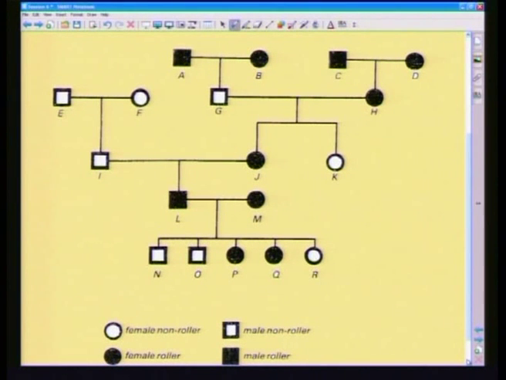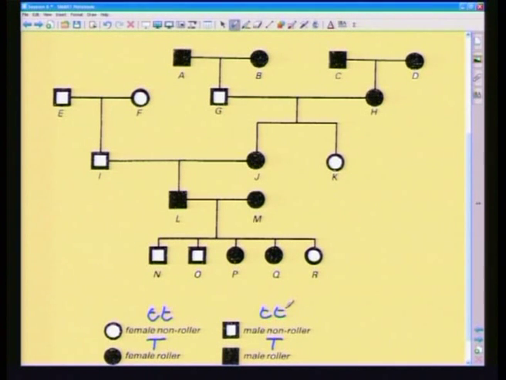Okay, so you take your pen, let's get our blue because that's a nice contrasting blue, and we say, okay, your female tongue roller is going to be a capital T. They can roll their tongue. And the male is going to be a capital T. We don't know if it's homo or hetero yet, but it's capitals. And your non-roller is always going to be 2 small t's.